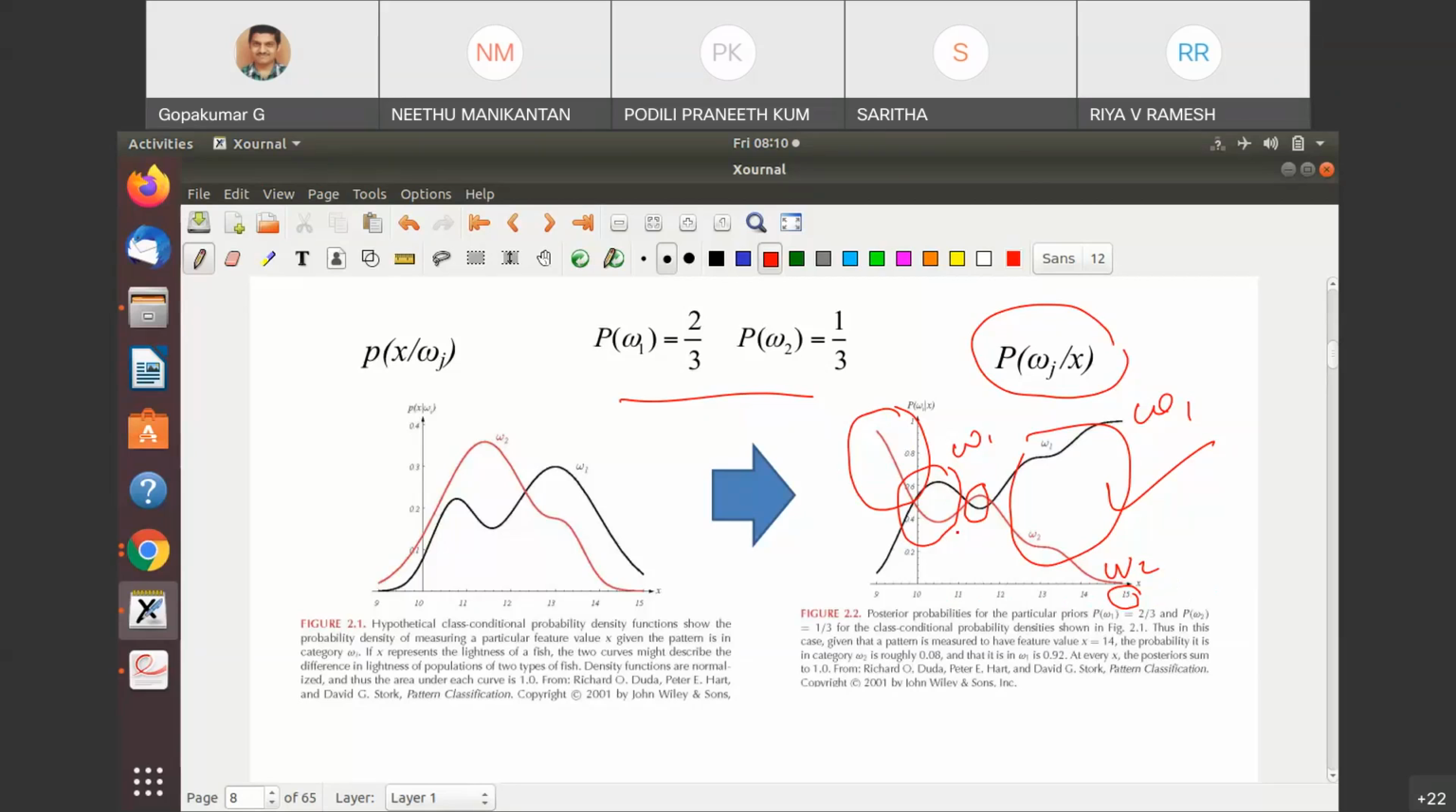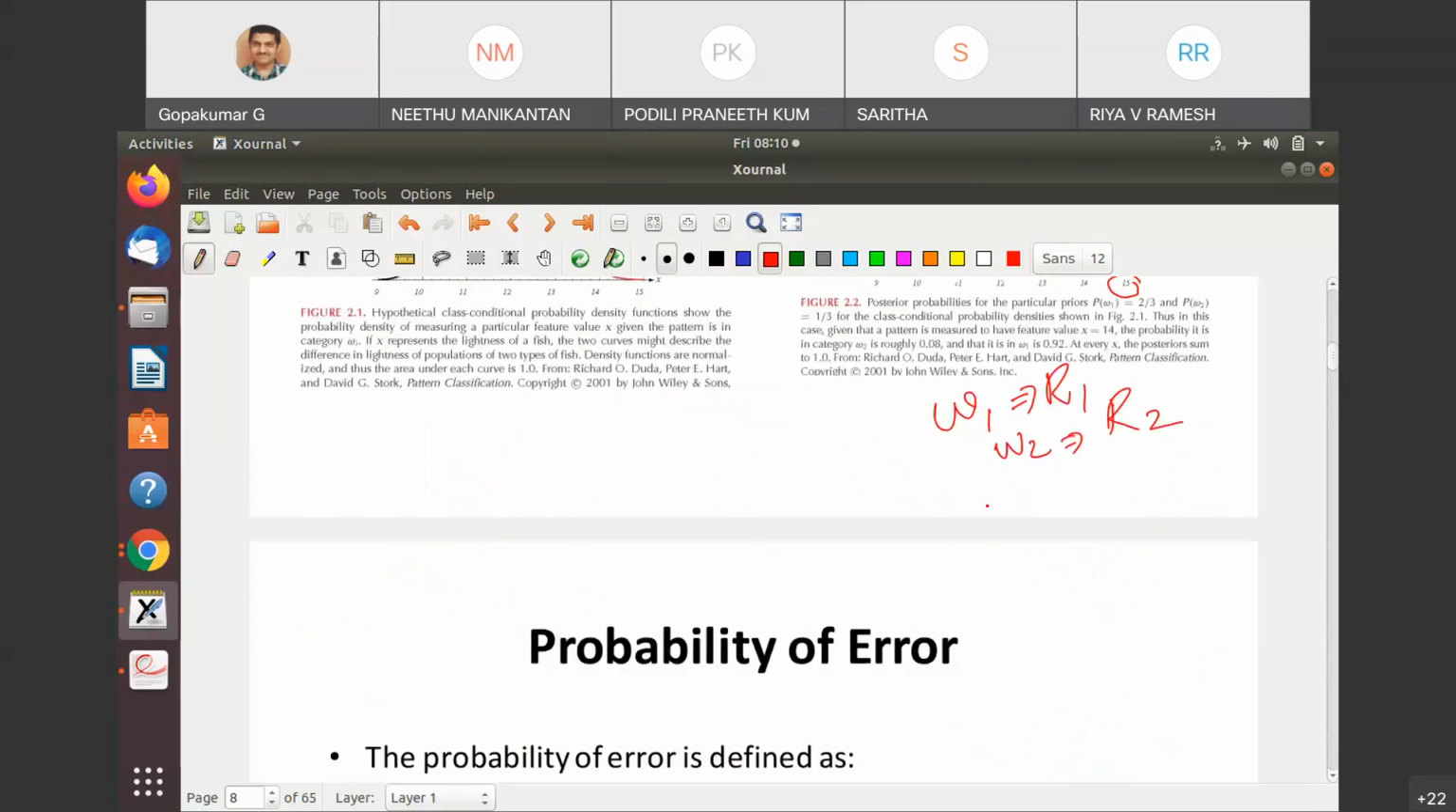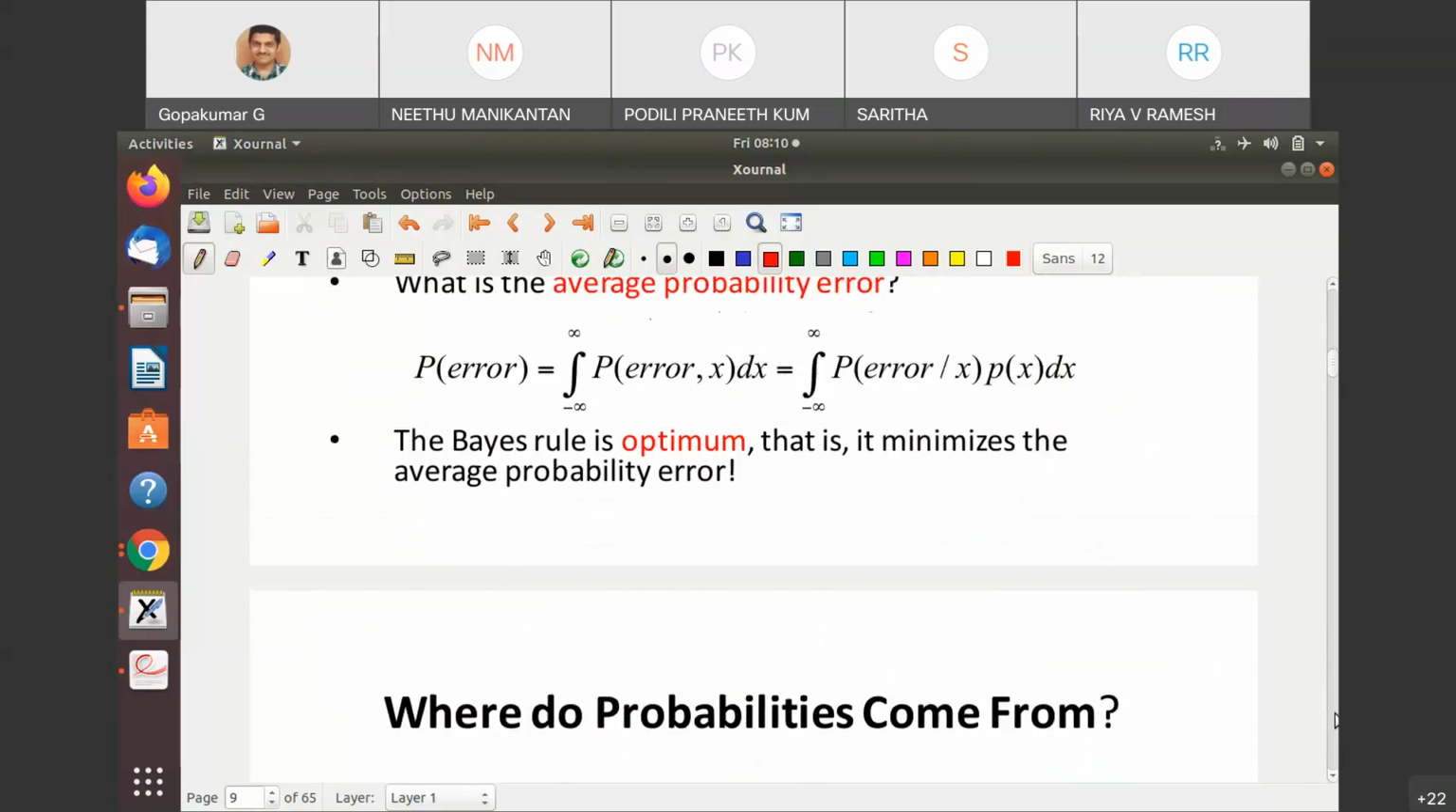And the regions where, for example, the class is predicted as w1, we usually call it decision region 1. And for the w2 region, we'll say decision region 2. So in that region, for all x values, the class predicted is w1, and in all the R2 regions, the decision is going to be w2. So that is another point we have to keep in mind.